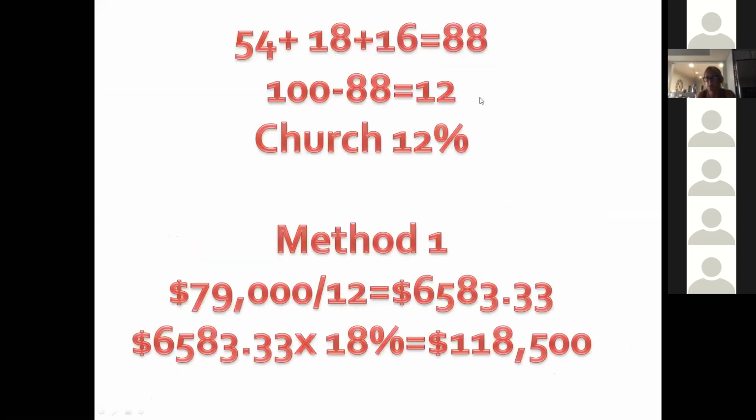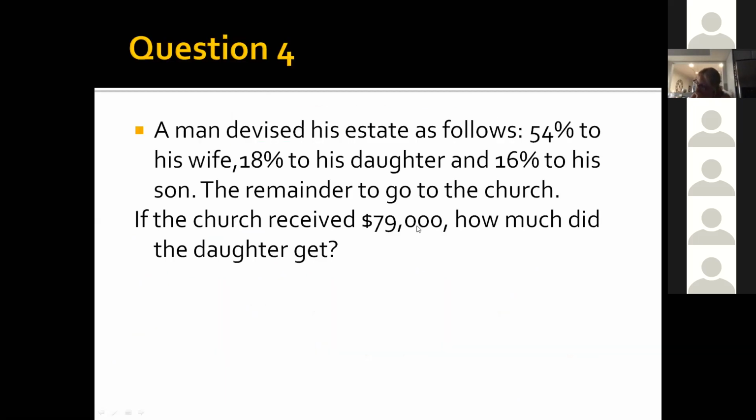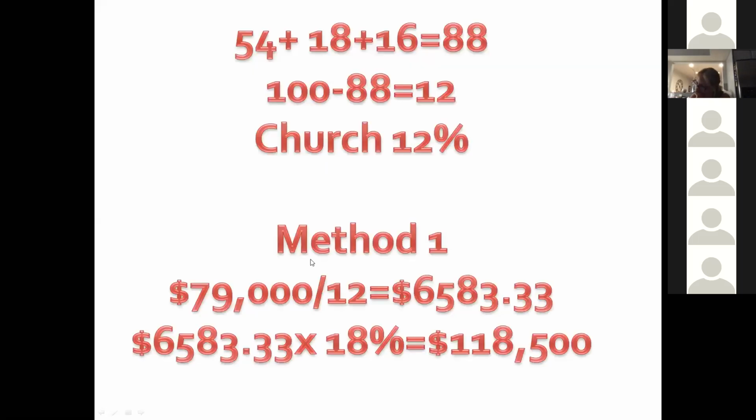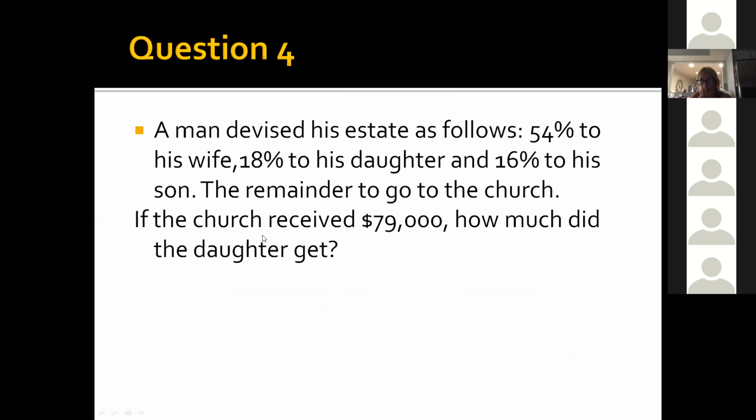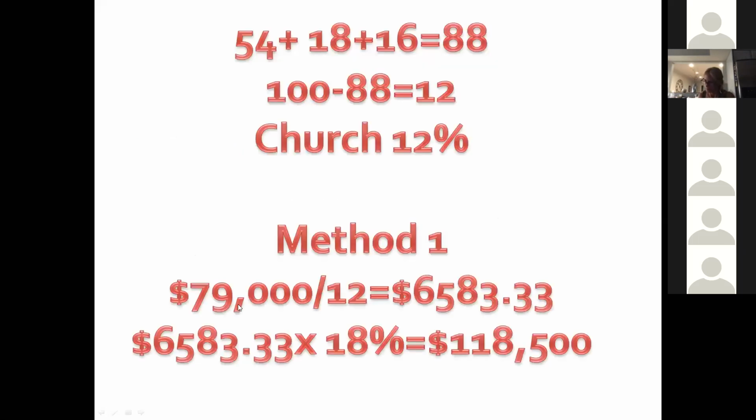Hey, Bruce. Yes. Didn't we multiply that one by 18 and not 16 because it was the daughter, not the son? You're right, it's 18. And here it is done correctly, and it comes out to 118,500. Thank you. That's right, because we're looking for how much the daughter got, and the daughter and son were close together, and the daughter got 18%. See how easy it is on the test to make a mistake? You've got to check your work. Go back and double check it. So again, 18% to his daughter, and it's 118,500.